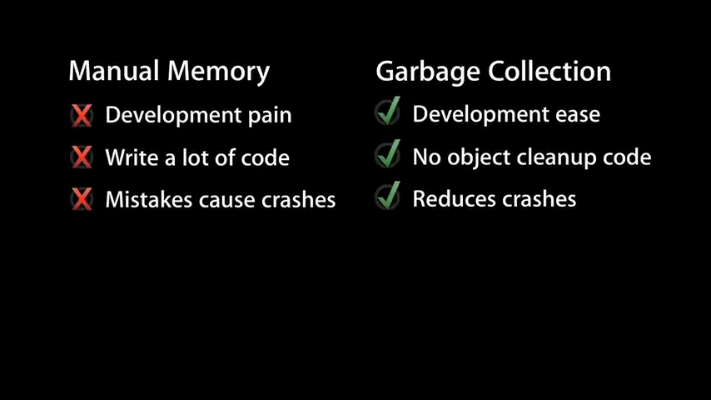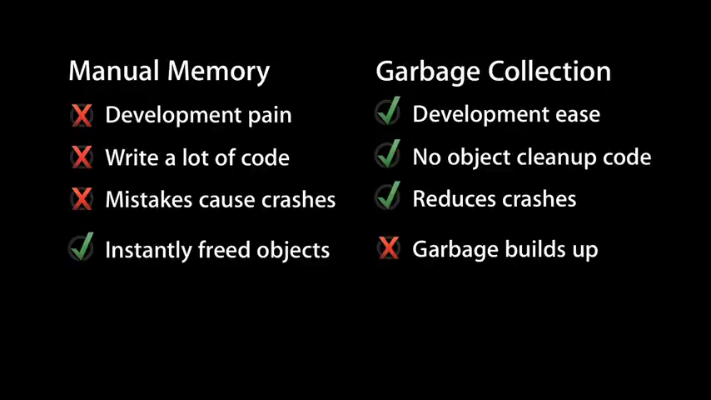GC also has some downsides. First, with GC, garbage can build up, as it might take a while for the collector to kick in and clean things up. That's not good, especially if you don't have that much memory available, like on a mobile device. That's where manual reference counting clearly performs better. As objects are freed, the memory used is immediately available.